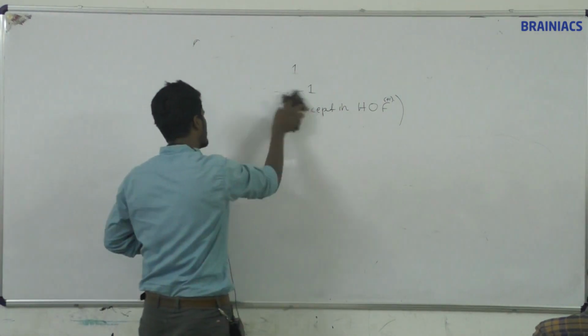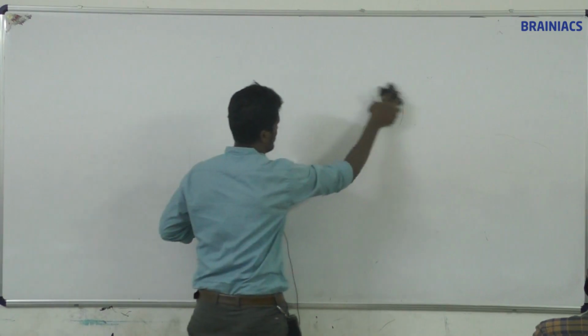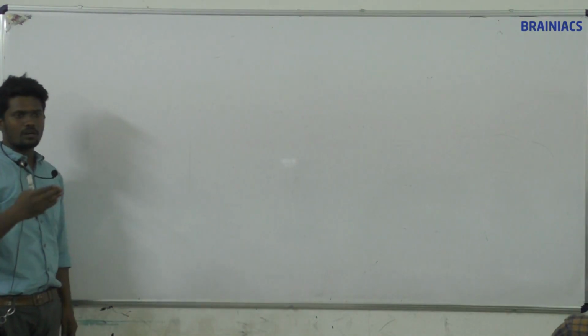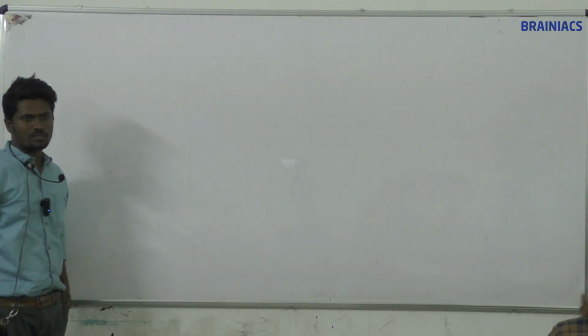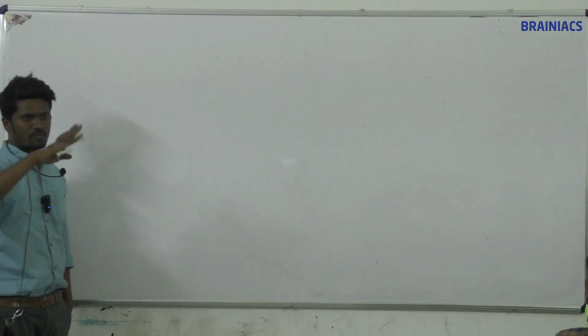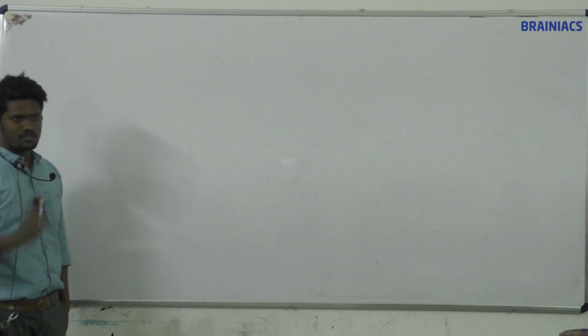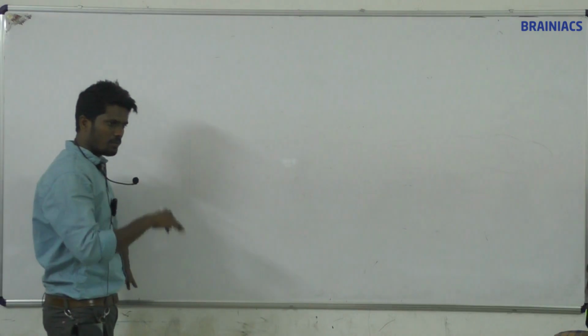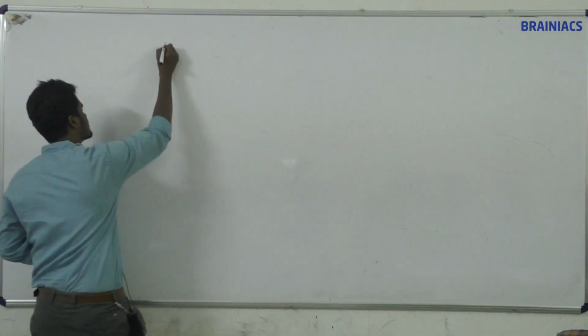So what are the common oxidation states of the halogen family? Plus 7, plus 5, plus 3. The general oxidation state is minus 1, except in the compound HOF. In HOF it shows plus 1 oxidation state.